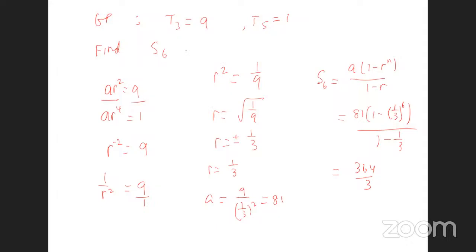Any questions on this? You all remember how we did this last day, right? So can you re-explain how you got A? I know I kind of jumped over that. I used the first equation, AR squared is 9. So if AR squared is 9, it means that A is equal to 9 over R squared. And I put R here. So 9 divided by (1/3) squared is 81. Okay? Nice.